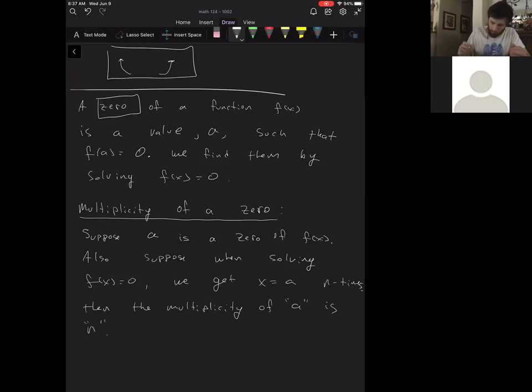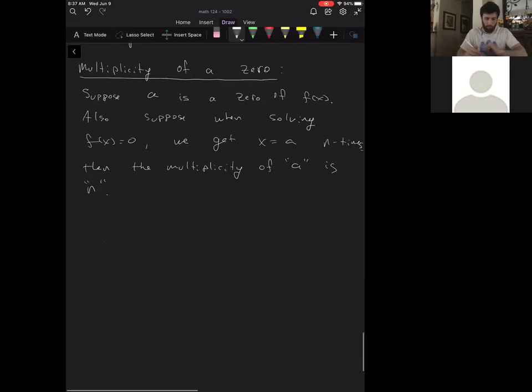So what do we mean by that? Let's just do it with an example. Let's suppose we want to solve, just an easy example, something like x minus 3 squared.